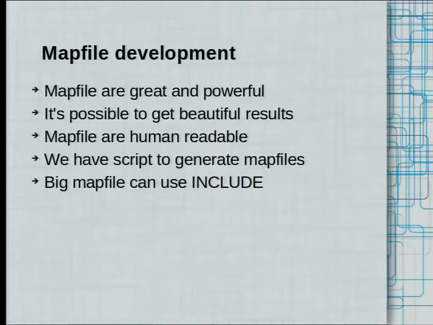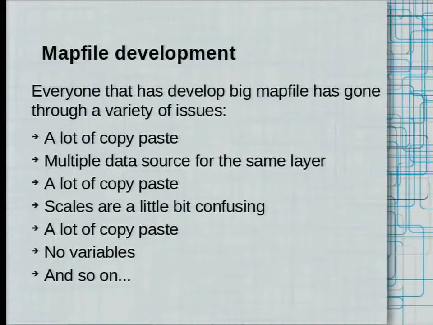You can do powerful stuff. With big mapfiles, you can even use include to be able to manage all the information, because there will be a lot. But everyone that has developed big mapfiles has gone through a variety of issues. There's a lot of copy-paste involved. When you have multiple data sources that are generalized for multiple levels, you have to copy-paste your layers, not anymore in 6.4, but on all the iterations you have to. Scales are a bit confusing. There's no variable, so you have to copy-paste a lot of information all around, and so on.